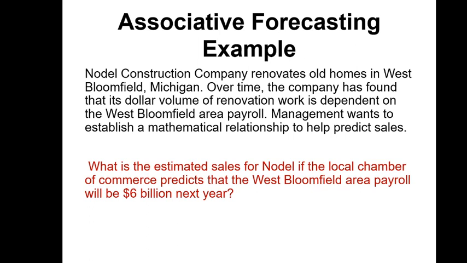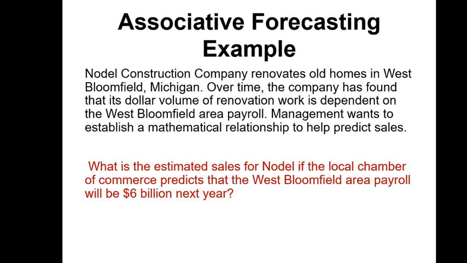Our example here will prove that you don't have to learn new things. You just have to use the same equations as the trend projection, except for the value of X. Nodal Construction Company renovates old homes in West Bloomfield, Michigan. Over time, the company has found that its dollar volume of renovation work is dependent on the West Bloomfield area payroll. So payroll here is X. It is the independent variable.